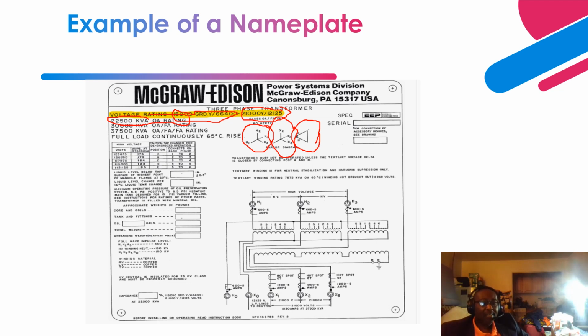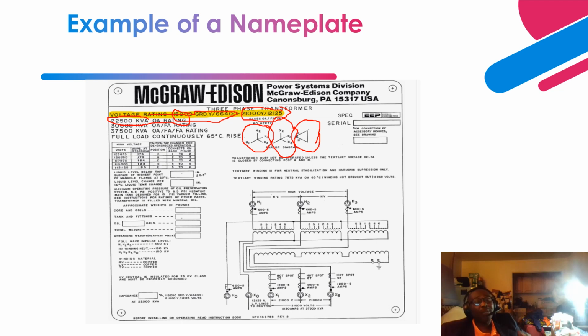Next is the second rating, right? Okay, so it means that the transformer has picked up load. So we go to the second one, right? So that is at 30 MVA, right? So we are moving from 22.5 MVA to 30 MVA after the transformer has picked up load, right?